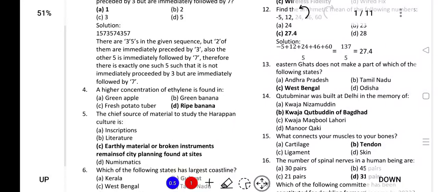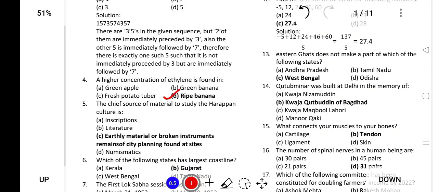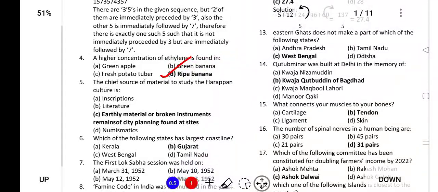Next, question number 4. A higher concentration of ethylene is found in, so ethylene, usually the ripe banana, we use it to ripen bananas. The chief source of material to study the Harappan is, so early material or broken instrument remains of city found at sites.